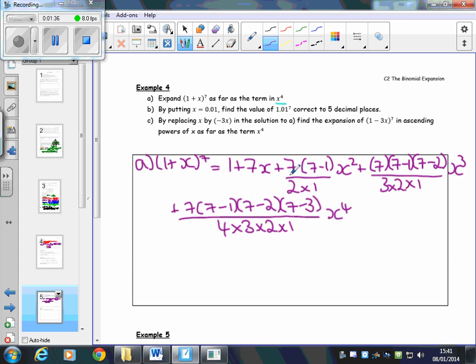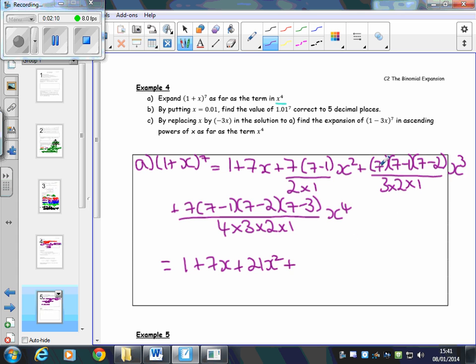So multiplying these numbers together and dividing appropriately will give us our answer. So we're going to just have a 1 and then nothing's happening to this plus 7, so that's plus 7x. And then we've got 7 times 7 minus 1, which is 6. 7 times 6 will give us 42. 42 divided by 2 will give us 21. So that's plus 21x squared.